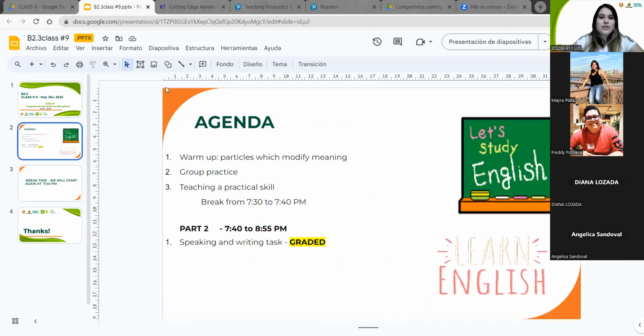So people, today this is going to be our class. We are going to start with a game about particles with modified meanings, the topic that we were studying yesterday. We're gonna do some group practice. Then we're gonna do the speaking task, and we are gonna get a grade from today's class. And today we're finishing the 6th unit, which means that tomorrow we are starting the last unit of the cycle. Okay, so let's get it started.